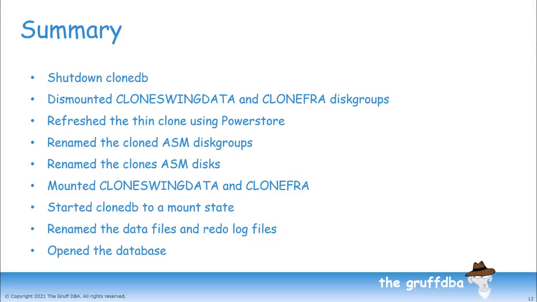To recap what we did, we shut down the CloneDB database on Oracle 2. We dismounted the clone swing data and clone FRA disk groups. We then refreshed the thin clone using the Powerstore. Next, we renamed the ASM disk groups to clone swing data and clone FRA, as they had reverted to their original names. And we renamed the ASM disks for completeness. We were then able to restart the CloneDB to a mount state and rename the data files and redo log files to match the renamed ASM disk groups, at which point we could reopen the database and observe that the changes on the source database on Oracle 1 were now present on the clone database on Oracle 2.